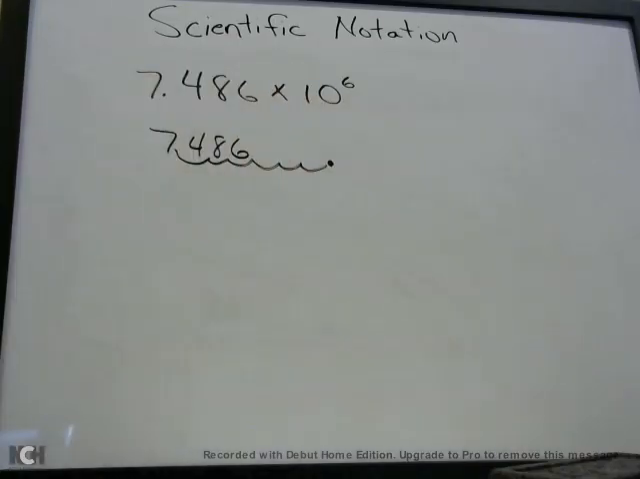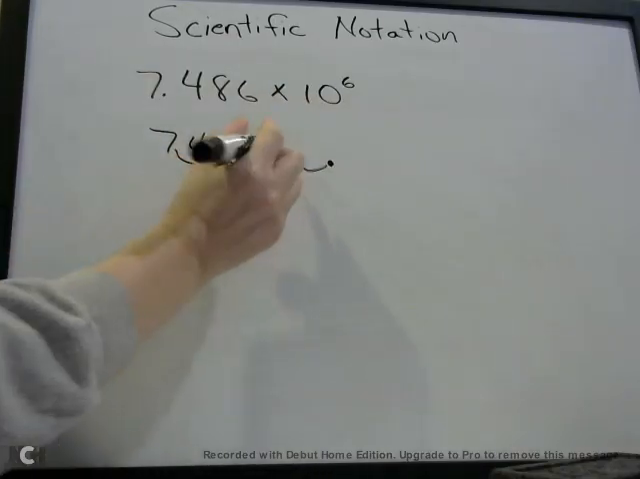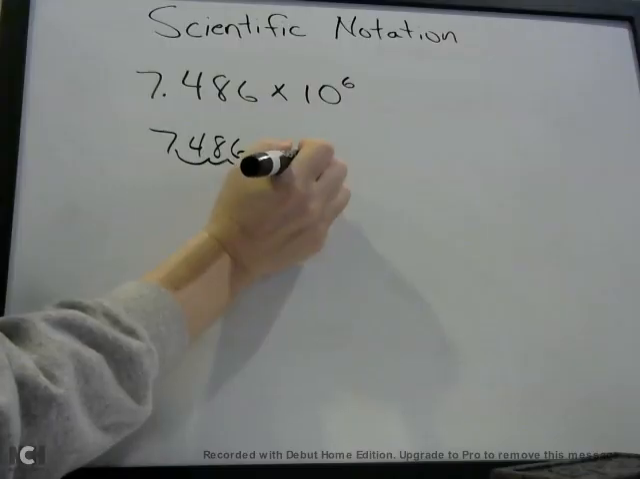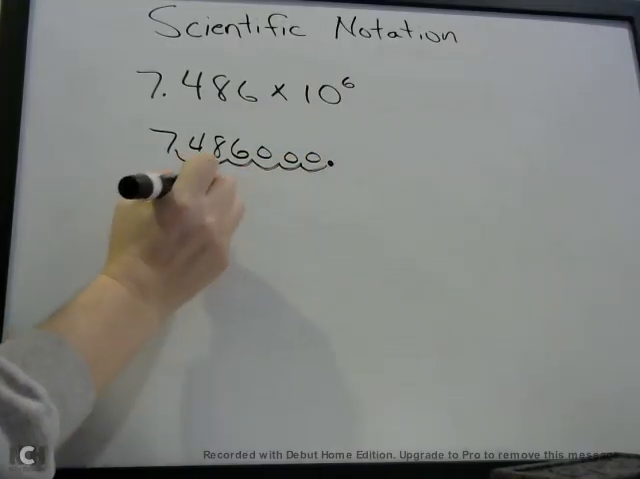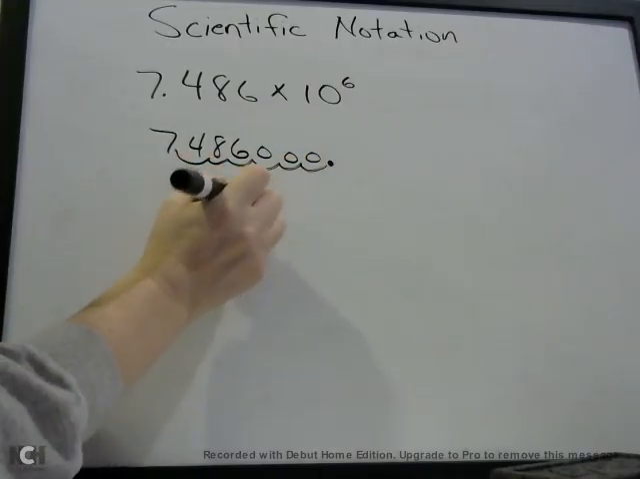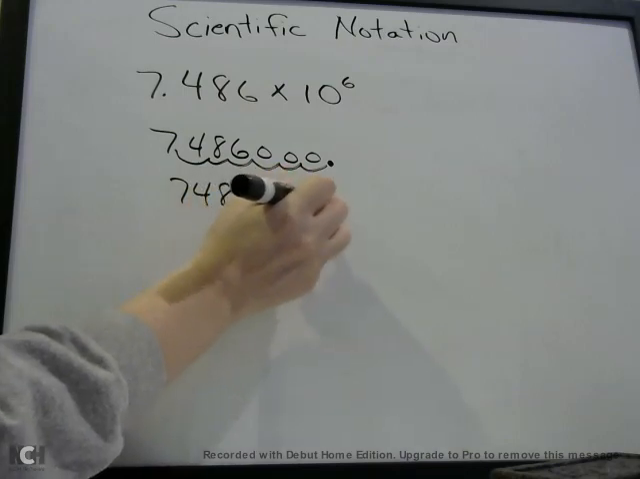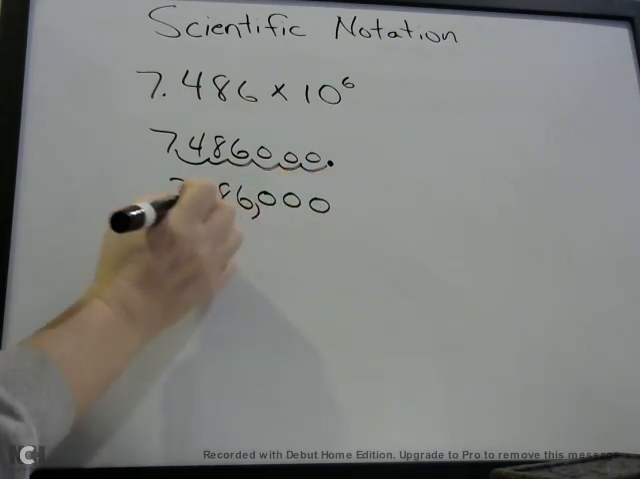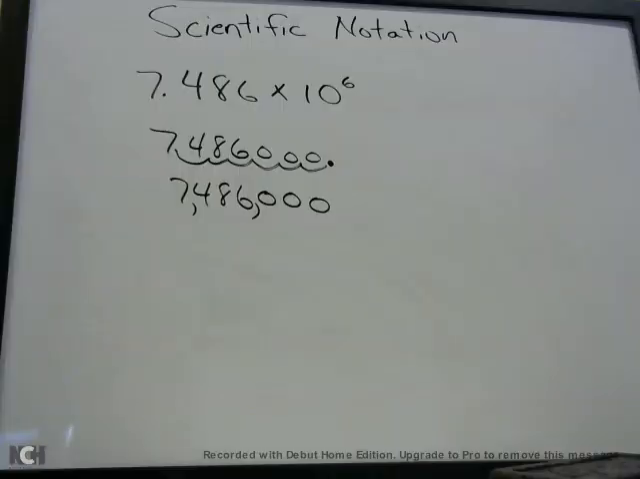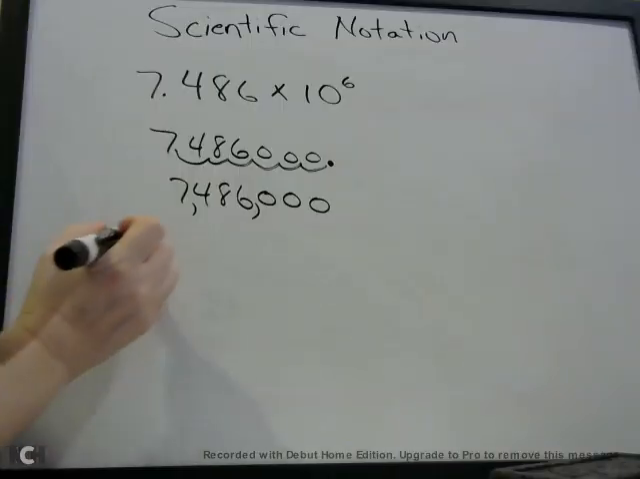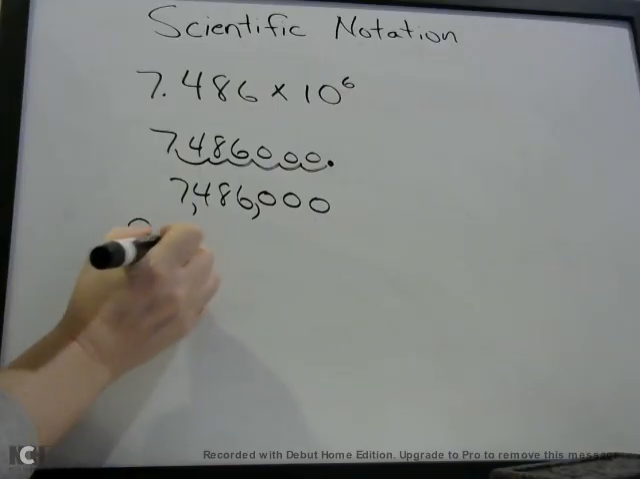There's the decimal point. Now again, we don't have numbers here, so we're just going to fill them in with zeros. So we have 7, 4, 8, 6, 0, 0, 0, which is 7,486,000. Let's do one with a negative exponent.